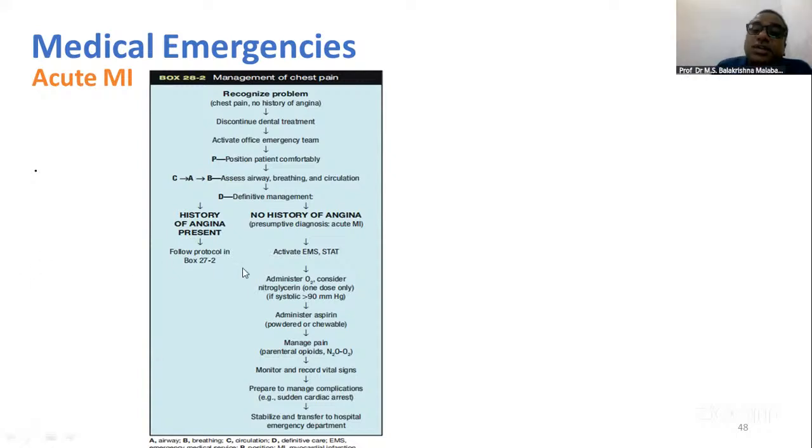First, you should give oxygen, then give aspirin, then see whether the pain is managed or not. If not, check the vital signs and all. And then you can anticipate that this is not angina, this is myocardial infarction. And then prepare to manage the complications, stabilize the patient, shift the patient, take ECGs, right? And then the medicines I told you, those things you have to add up here.